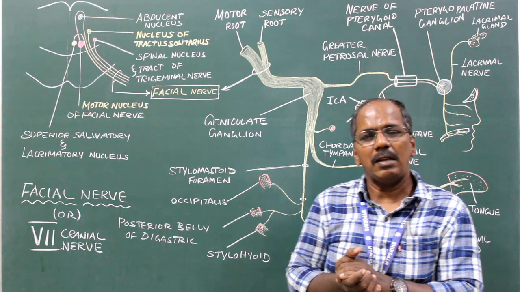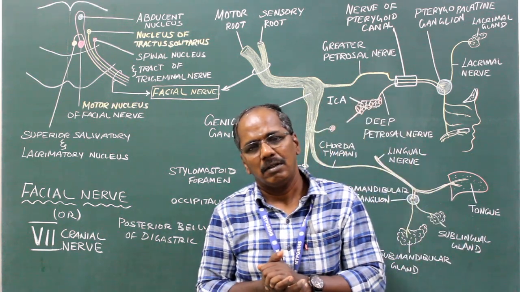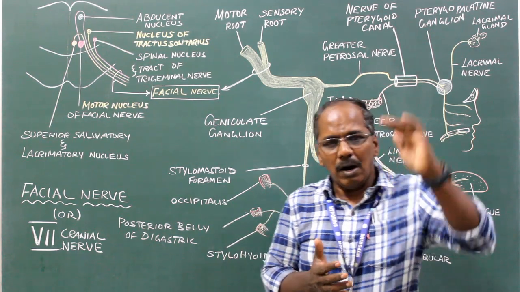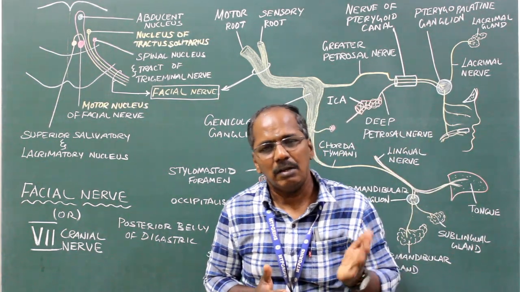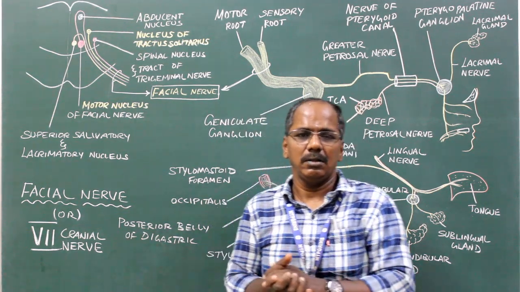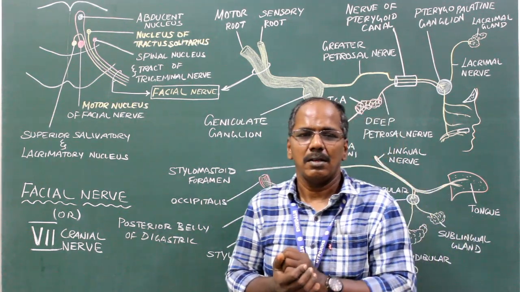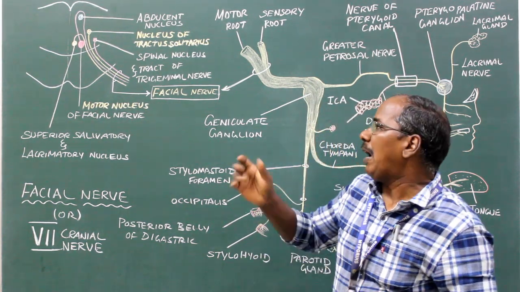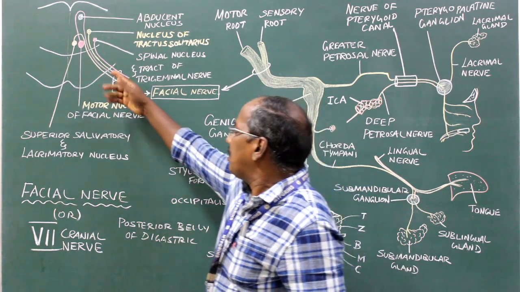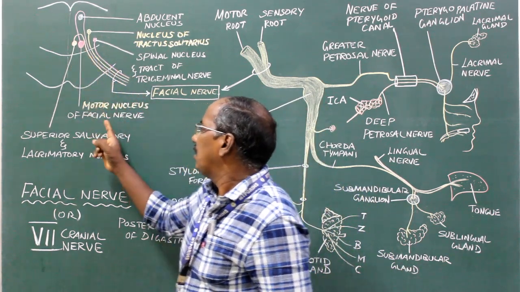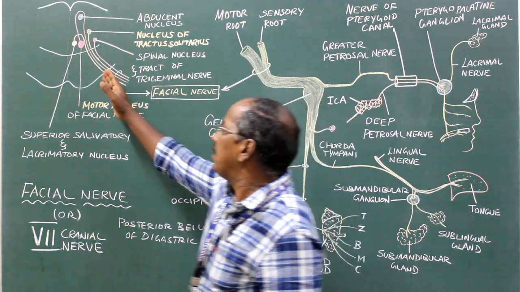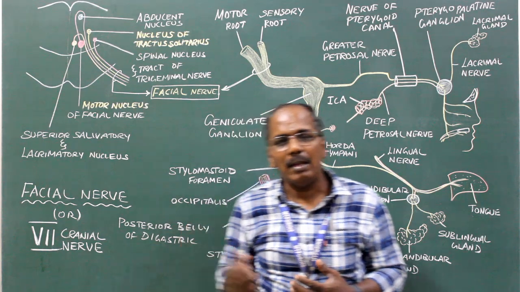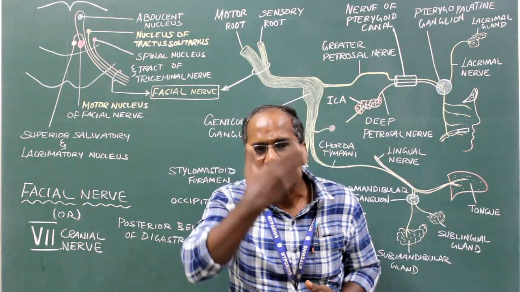Functional components and nuclei of the facial nerve. There are four functional components. Two are efferent and two are afferent. Number one, special visceral efferent. It arises from the motor nucleus of the facial nerve present in the lower part of the pons and ends by supplying the muscles of facial expression.